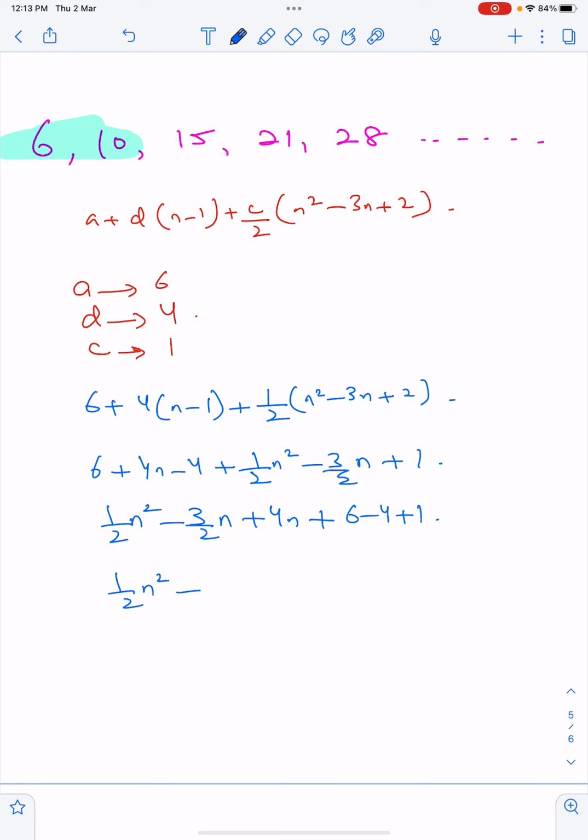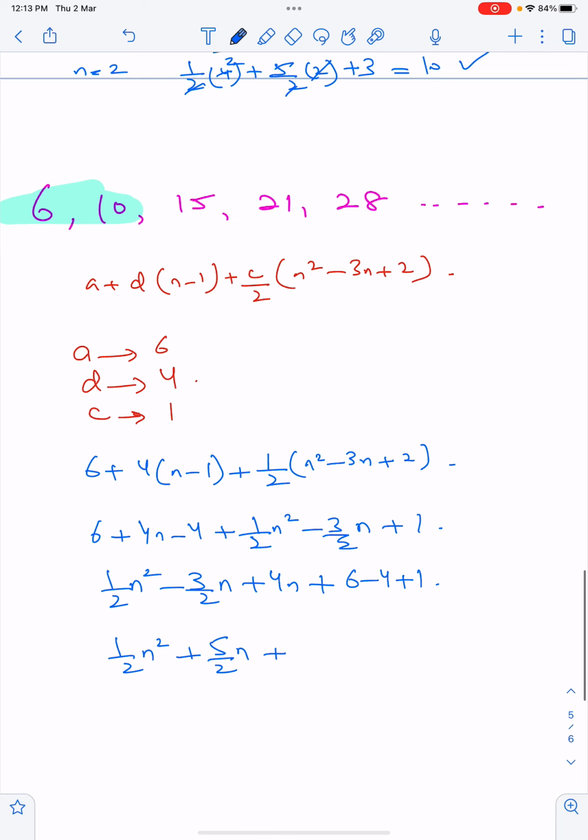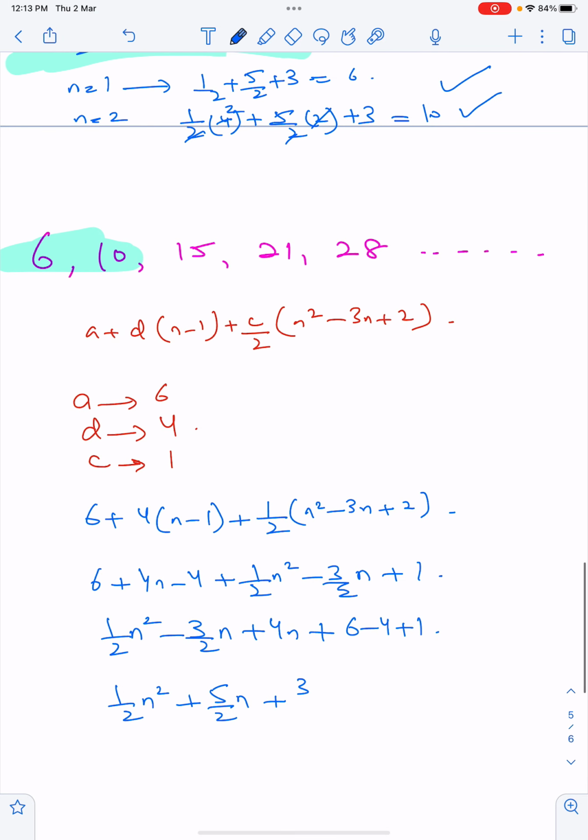Half n square. 4 minus 1 and a half is 2 and a half, so plus 5 upon 2 n. 6 minus 4 is 2, plus 1 is 3. So I'm getting exactly the same as what I got previously using the formula.